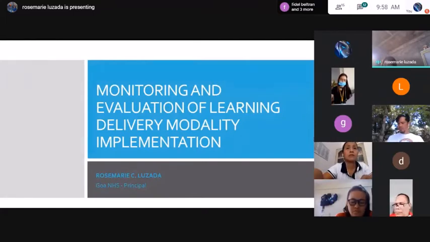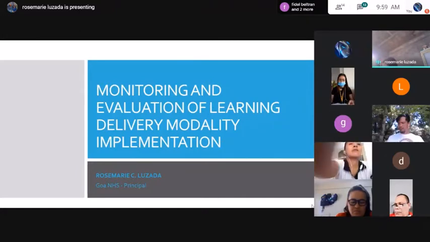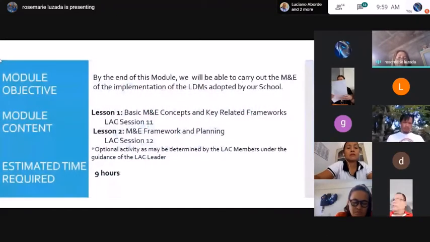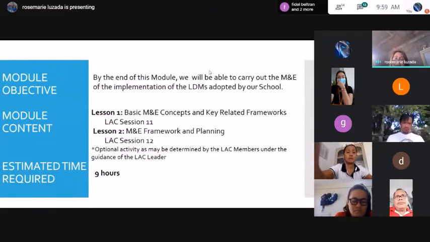So after we have gone through all this process, this time, let us not forget to establish the measures to track our progress in the delivery of the most essential learning competencies through the chosen learning delivery modalities. And now, the monitoring and the evaluation, which is now my task for today's activity. So by the end of this module, we would be able to carry out the monitoring and evaluation of the implementation of LDMs adopted by our school.